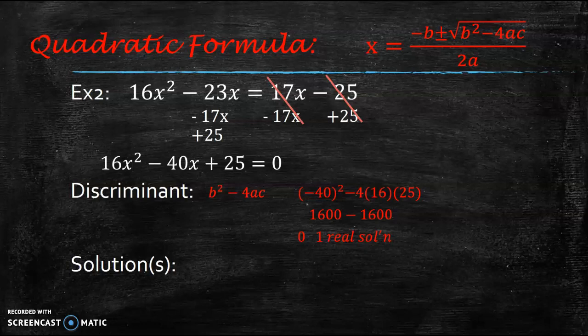Here's why you end up with only one real solution. As we plug into the quadratic formula, we're going to have the opposite of b, so negative 40, plus or minus the square root of the discriminant. Well, look, the discriminant was 0. So when you take the square root of 0, you get 0. Therefore, it crosses out this part of the equation. So you only end up with 40 divided by 2 times 16, which is 32. And then when you simplify that, it comes out to be 5/4. So that is your one real solution.